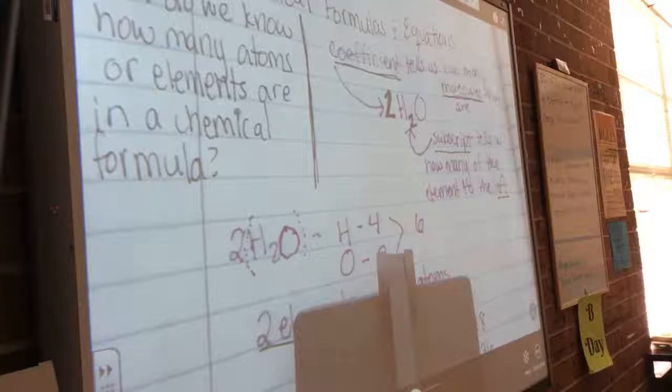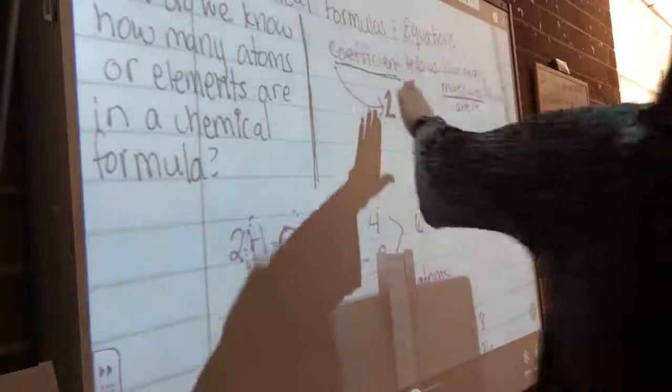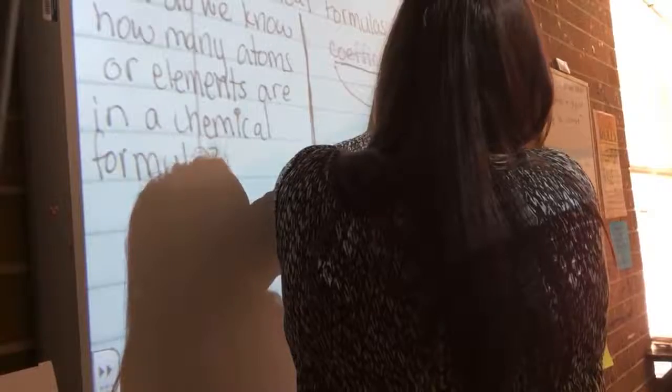The little number, the subscript. If you're doing 2 squared, that's a superscript. When the number falls below, that's a subscript. It tells us how many of the elements there are to the left of that number. So if I didn't have this 2 here, I just had H2O. How many hydrogens do I have? 2. It tells us how many of that element is there.